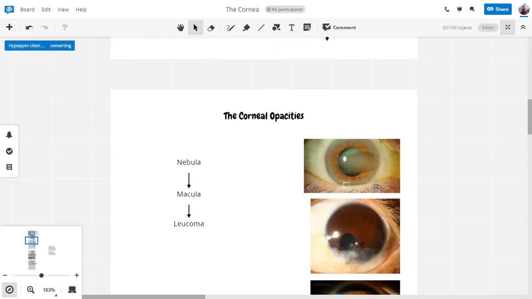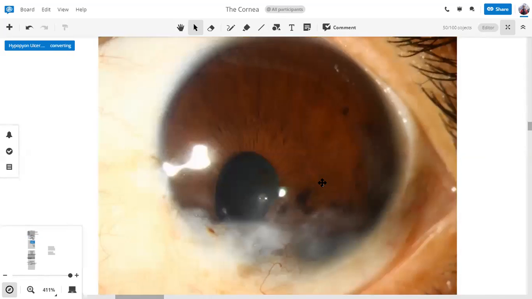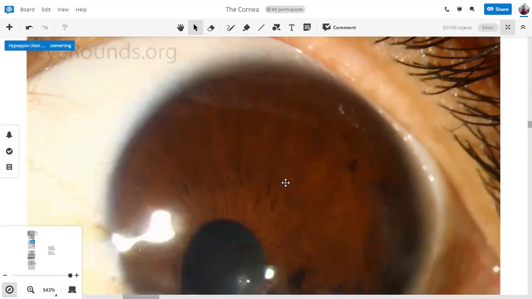So we see how much detail of the iris we can appreciate through the cornea, and then we grade it. If I can appreciate all of the details of the iris, the muddy pattern, the waviness of the area, the pupil and the pupillary frill, it's a normal cornea, there's no opacity.